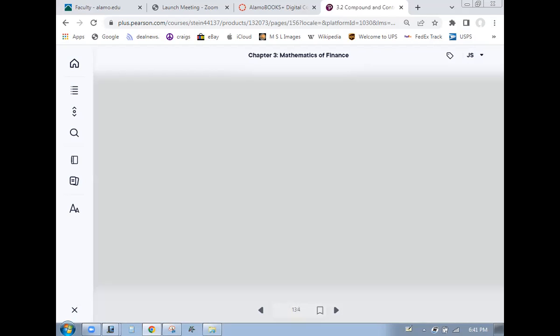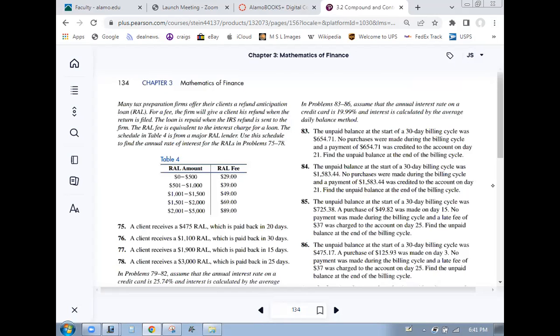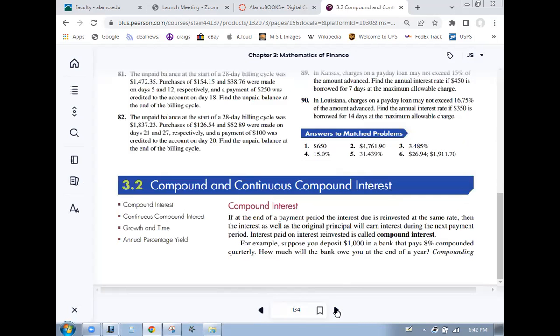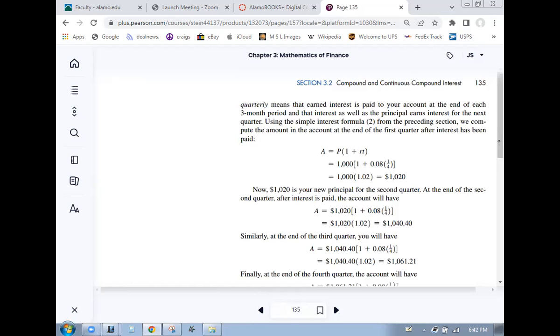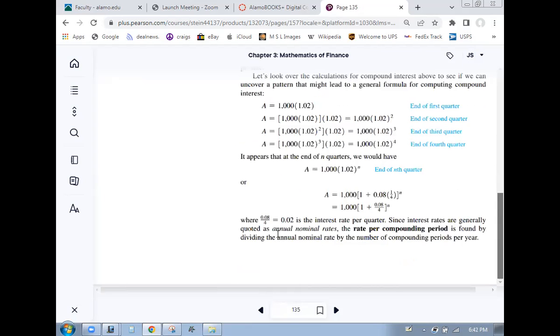All right, those are the two, because of symmetry here. Where is this thing? Compound interest. Where'd it go? Here it is. 0.08 divided by 4 is 0.02 is the interest rate per quarter. Since interest rates are generally quoted as annual nominal rates, the rate per compounding period is found by dividing the annual nominal rate by the number of compounding periods per year.